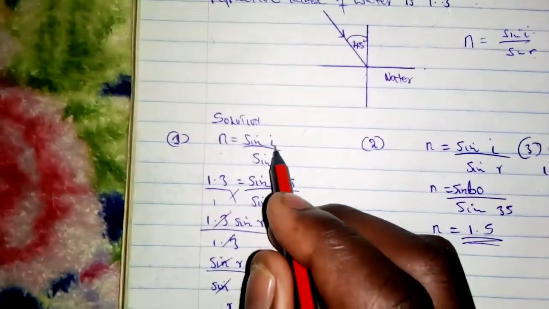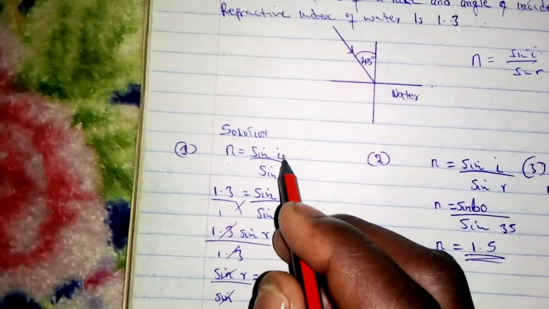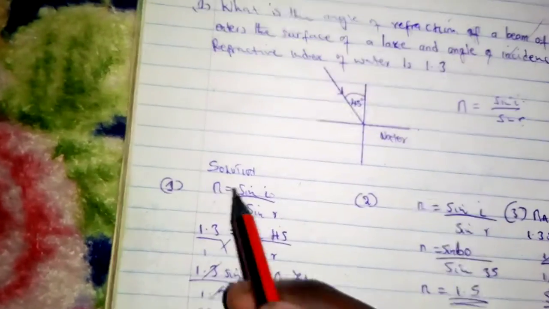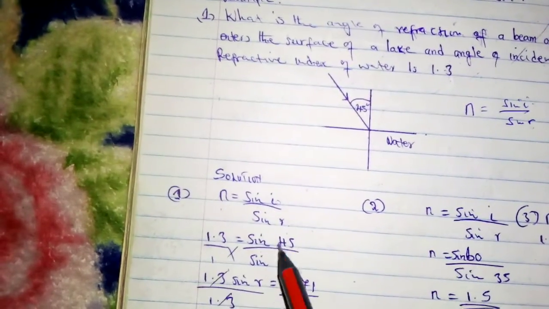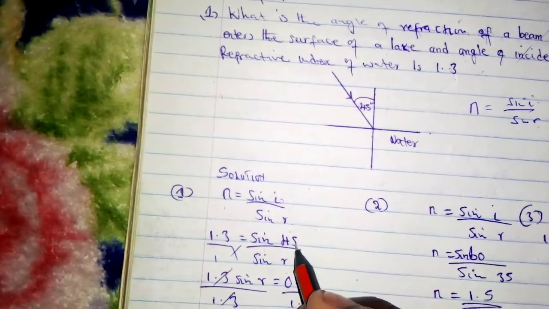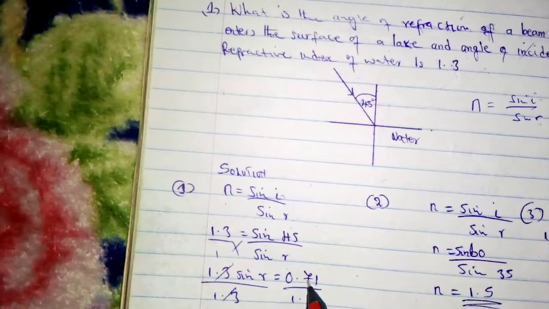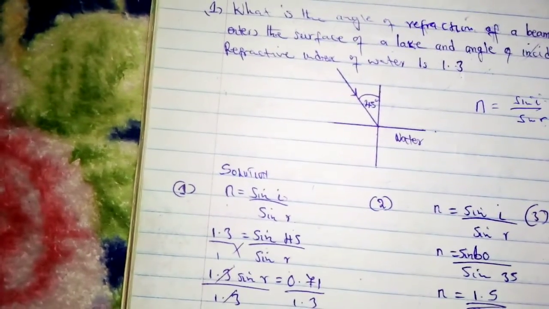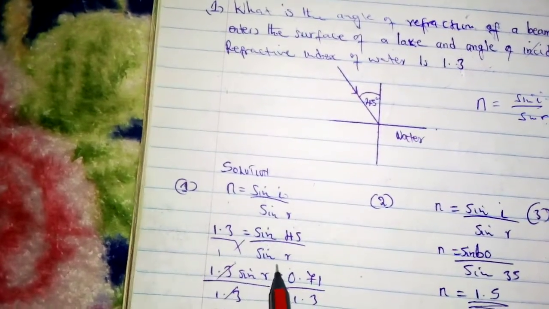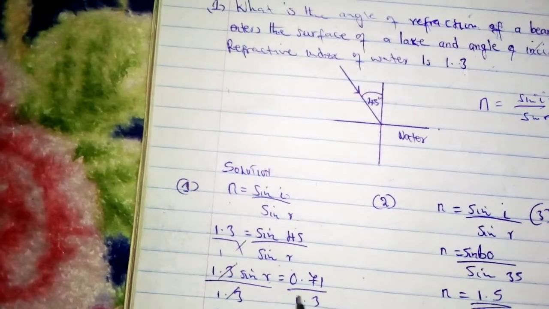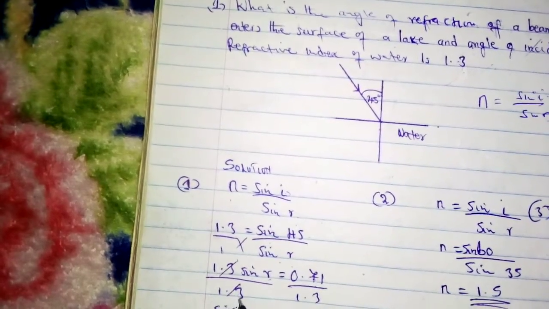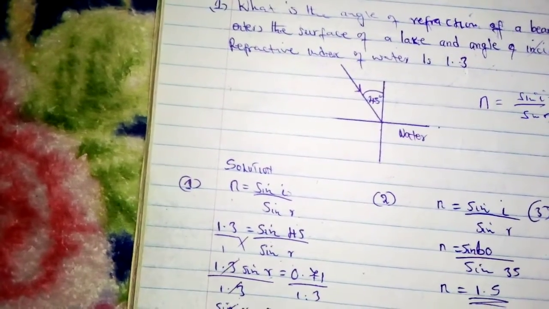Refractive index is equal to sine I over sine R. Remember, I is the angle of incidence and R is the angle of refraction. So where there's N, refractive index, we were given in equation 1.3. So 1.3 is equal to sine 45 over sine R. So when you place on the calculator sine 45, it will give you this value. Okay. So now what you do is you are going to multiply this times this. You get 1.3 sine R equal to sine 45, which is this one. Then you divide both sides by 1.3, you get this one.